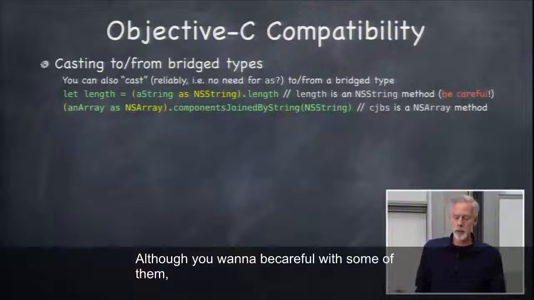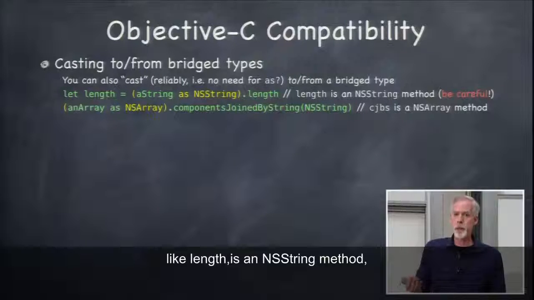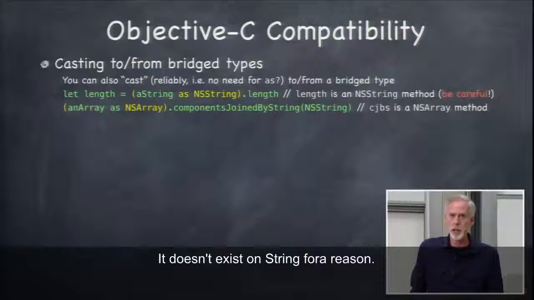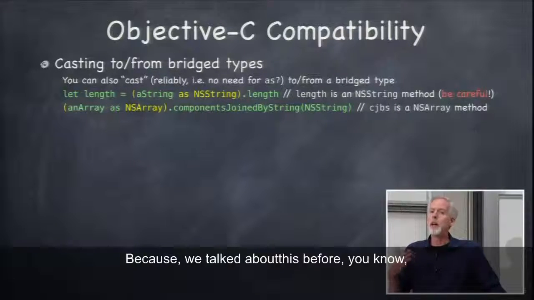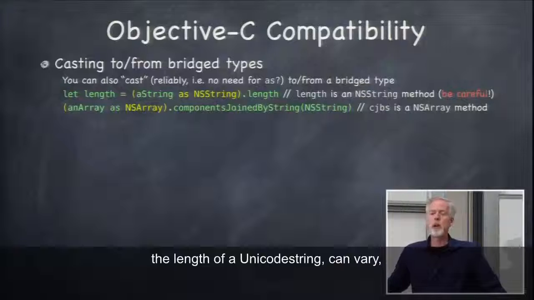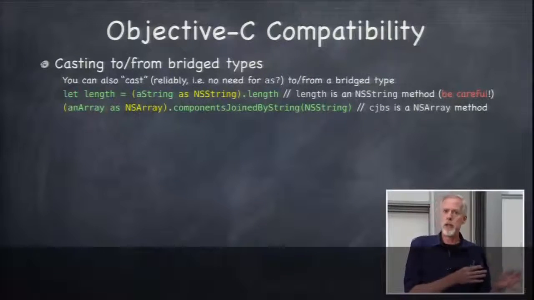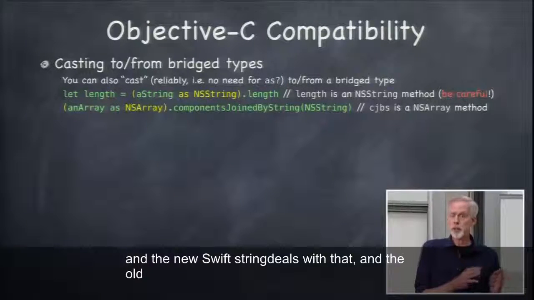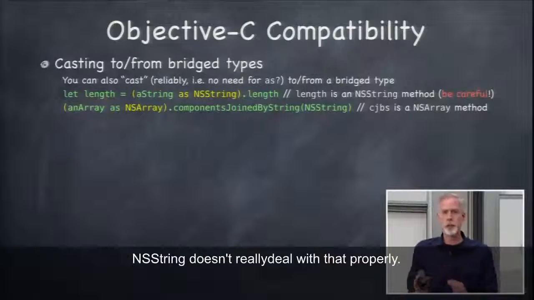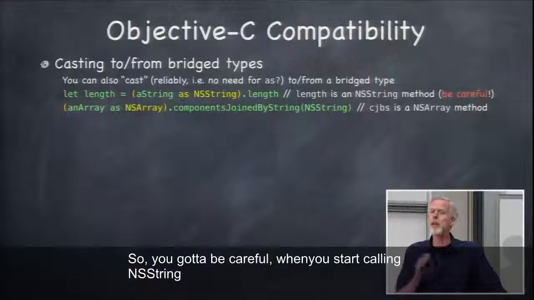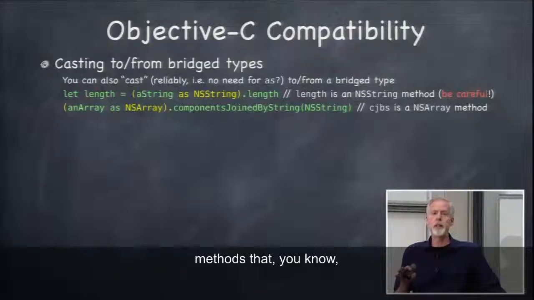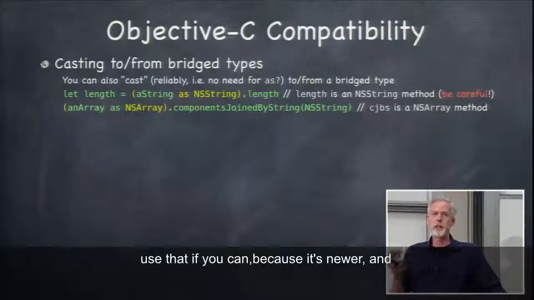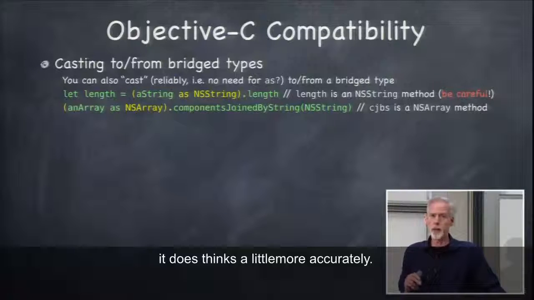Although you want to be careful with some of them, like length, which is an NSString method that doesn't exist on String. It doesn't exist on String for a reason, because we talked about this before. The length of a Unicode string can vary compared to the number of glyphs you'll see on screen. The new Swift String deals with that, and the old NSString doesn't really deal with that properly. So you've got to be careful when you start calling NSString methods. You want to look for a String equivalent and use that if you can, because it's newer and it does things a little more accurately.